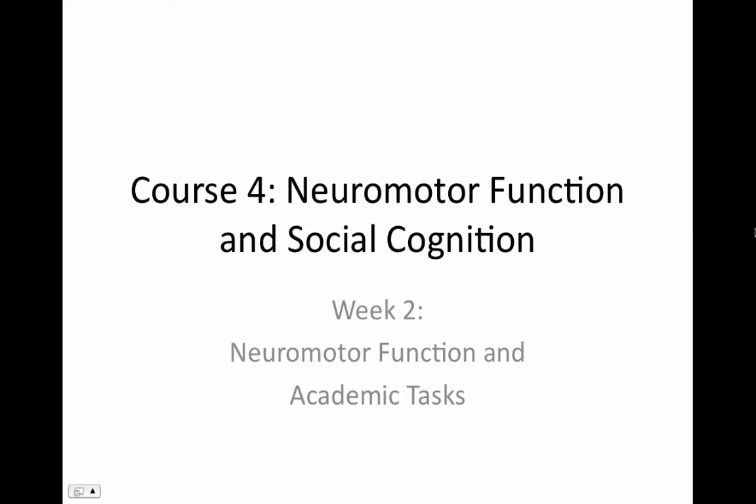Course 4, Neuromotor Function and Social Cognition. Welcome to Week 2, Neuromotor Function and Academic Tasks. Today we're going to start thinking about the specifics around how neuromotor function operates in the classroom and the ways that academic tasks place demands on students in terms of their neuromotor function.